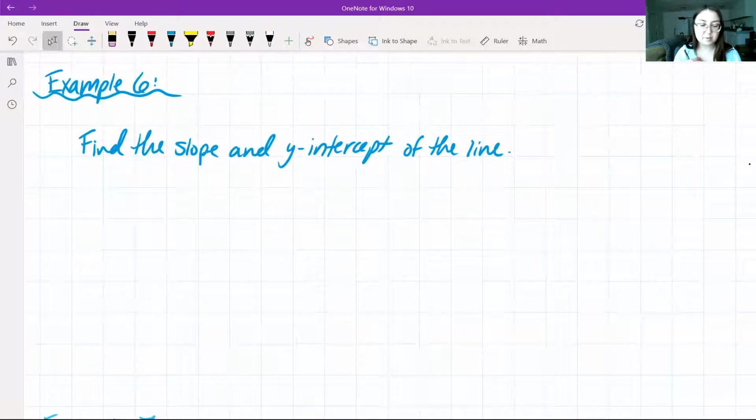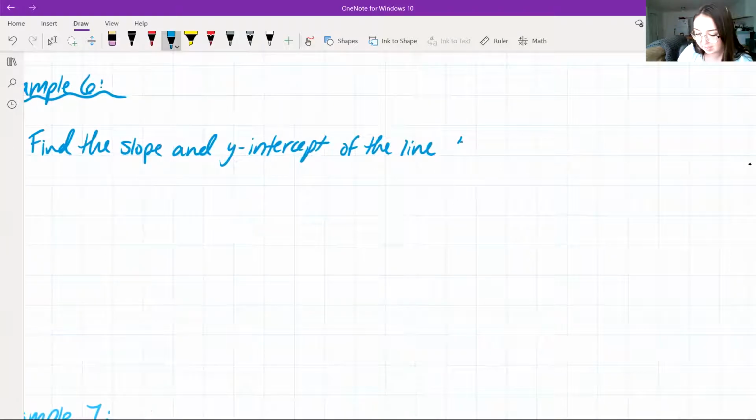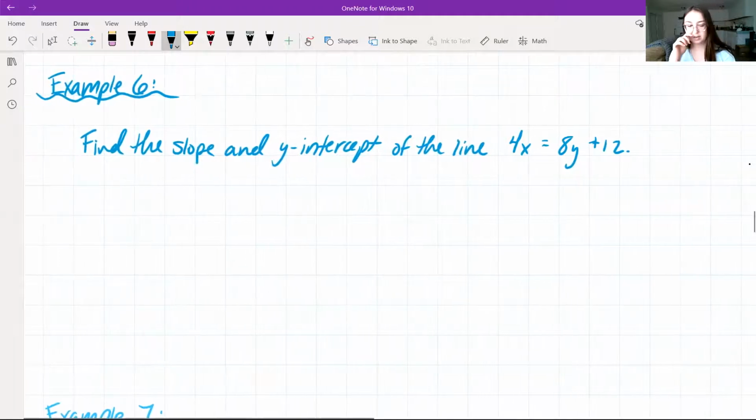All right, then example 6, we want to find the slope and the y-intercept of the line. And I didn't write the line. So let me write that now. I conveniently forgot about it. It was 4x is equal to 8y plus 12. All right, so we want to find the slope and the y-intercept of this line.